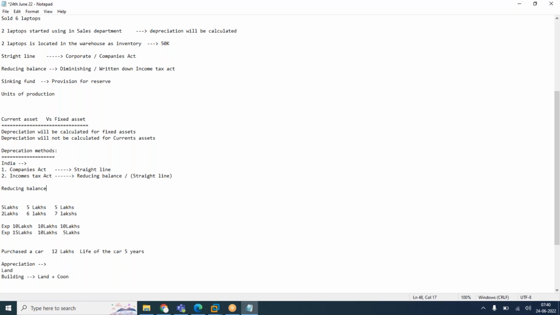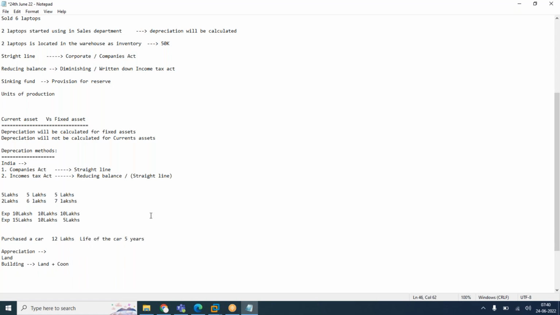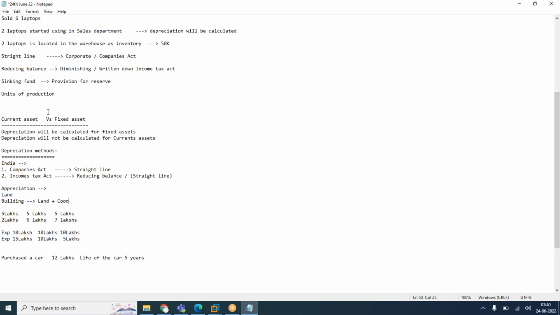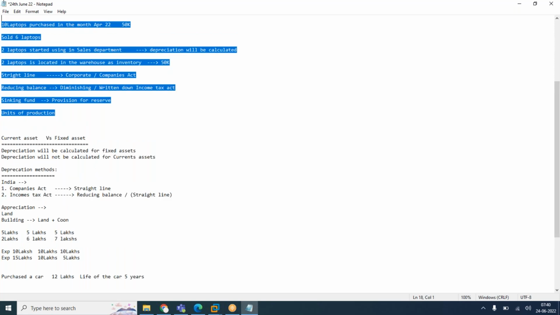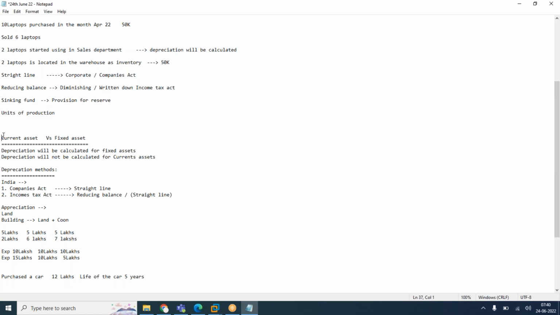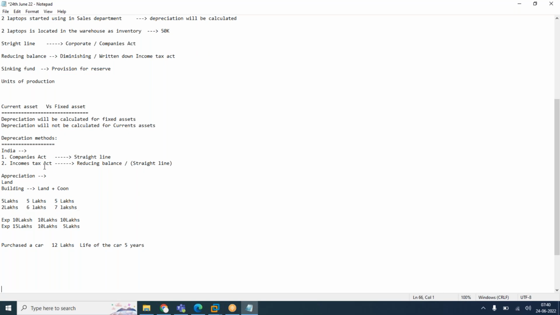So these are the 2 things we need to understand. I'm writing these points. Whatever it is there, you need to remember from this one. So appreciation will be happened for land, and building also, because building every year it will be depreciated.